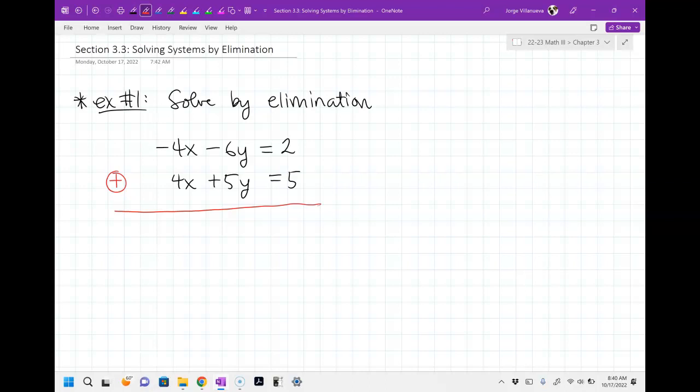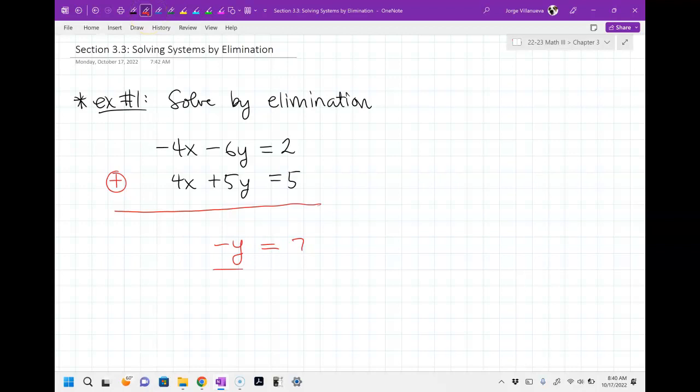Negative 6y plus 5y is a negative y. Remember, I'm going to be adding the y values: negative 6y plus a 5y. The plus is that red plus on the outside. So negative 6y plus a positive 5y is a negative y. And then the last numbers at the end, the 2 and the 5: 2 plus 5 is going to be 7.